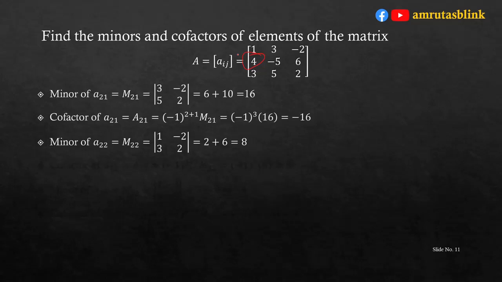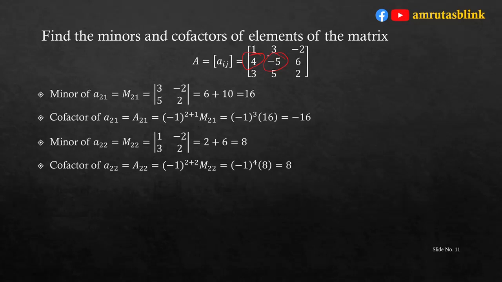Now, next is the minor of element A22, that is the minor of element minus 5, is equal to determinant 1, minus 2, 3 and 2, that is equal to 1 into 2 is equal to 2 minus minus 2 into 3, that is plus 6. So, 2 plus 6 is equal to 8, and the cofactor of A22 is equal to minus 1 raised to 2 plus 2 into M22, that is minus 1 raised to 4 into 8, is equal to plus 8.